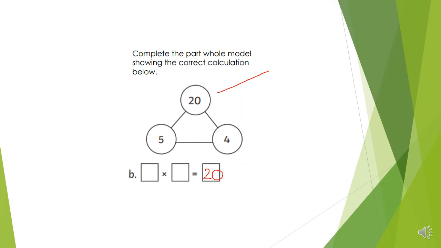Which 2 numbers do we need to multiply together to make 20? Which 2 numbers are remaining? 5 and 4. Is 5 times 4 20? Let's check on your fingers. 5, 10, 15, 20. Have you got 4 groups? Well done, that is the correct answer.